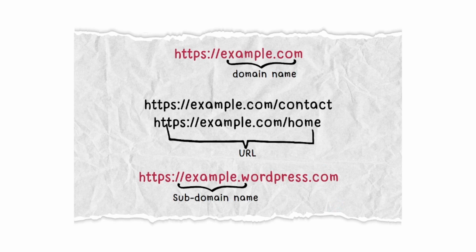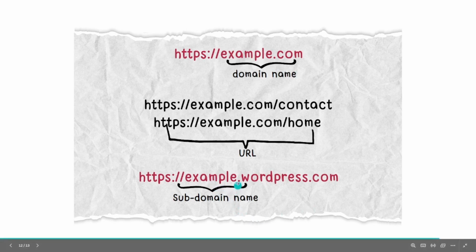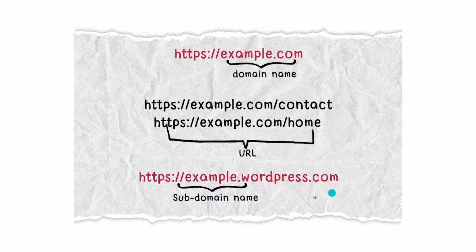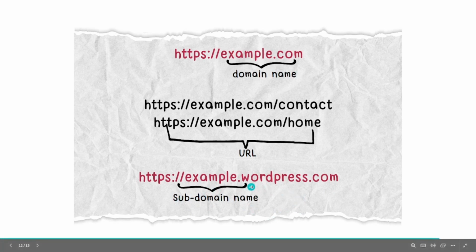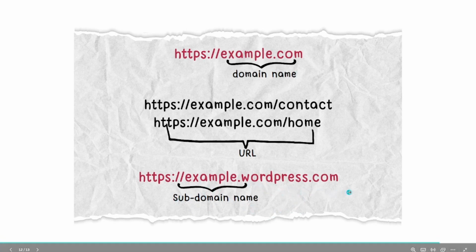It allows you to create a personalized prefix before the main domain name, helping users to navigate to specific sections of your website. For example, in example.wordpress.com, example is the subdomain, while wordpress.com remains the main domain. Here, example is the subdomain name, and WordPress.com is the main domain.